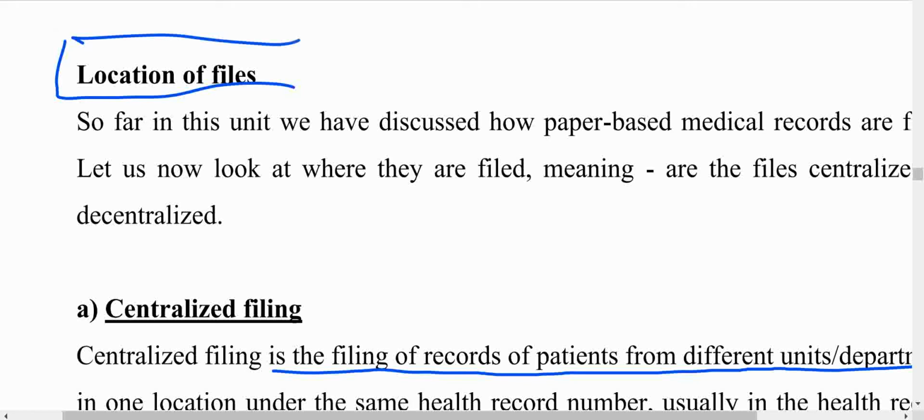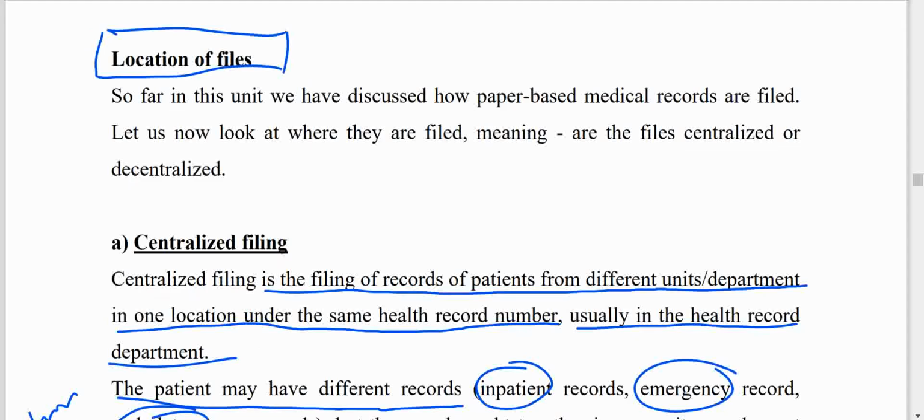Location of files. Since we have been talking about different types of numbering, we have discussed different methods of filing and varieties and procedures that we can use in locating files. So I want to talk about how paper-based medical records are filed, where they can be filed, and where they can be found when times of identification comes.